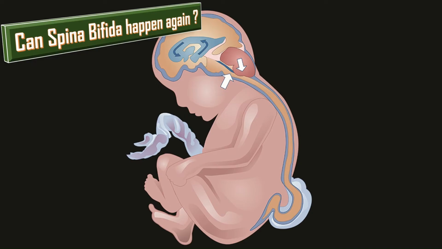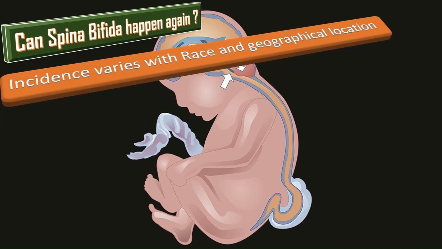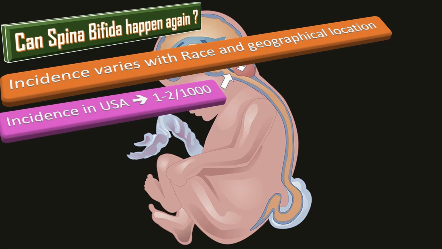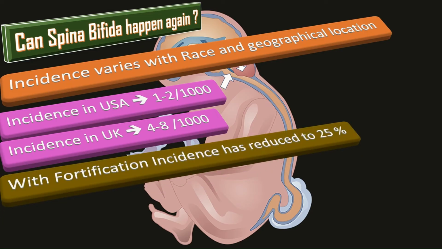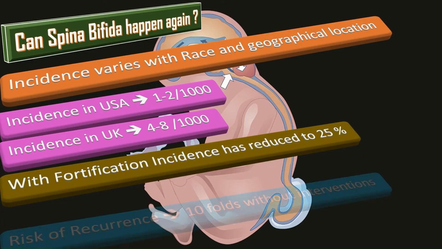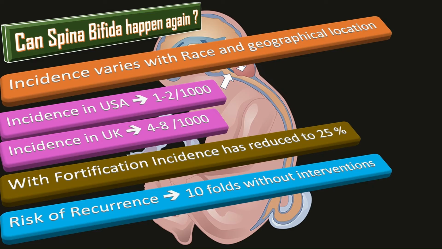Can spina bifida happen again? The incidence of spina bifida, which is a part of abnormalities collectively known as neural tube defect, varies with the age, race, geographical location, and several other predisposing factors. The incidence in USA is about 1 to 2 per thousand. The incidence in UK is about 4 to 8 per thousand. With folic acid fortification, the incidence has reduced to 25%. The risk of recurrence is tenfold without any intervention.